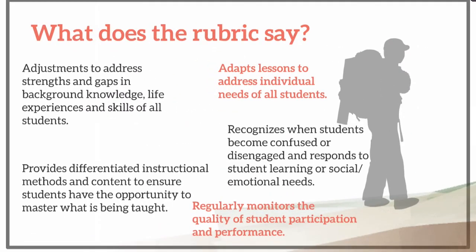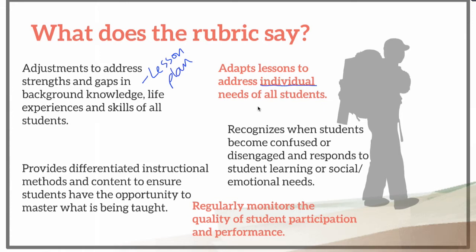In the T-TESS rubric, differentiation has its own dimension, but it's also an idea that's in multiple parts of the rubric. So what does the rubric say? It says that the teacher makes adjustments to address strengths and gaps in background knowledge, life experiences, and skills of all students. This is really happening when you're doing your lesson plan, when you're determining, I'm teaching this new skill, what are the strengths that they have so far, and what are their gaps? Do they know how to add 2-digit decimals, or do they struggle with that and I need to revisit that skill? The teacher adapts lessons to address the individual needs of students.